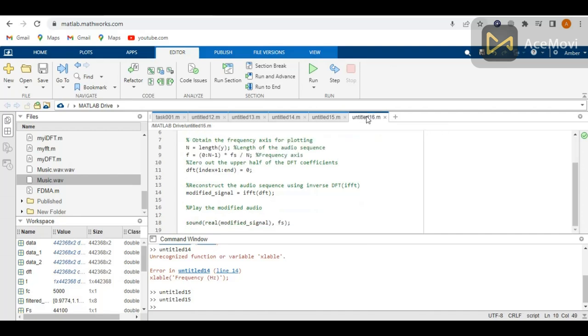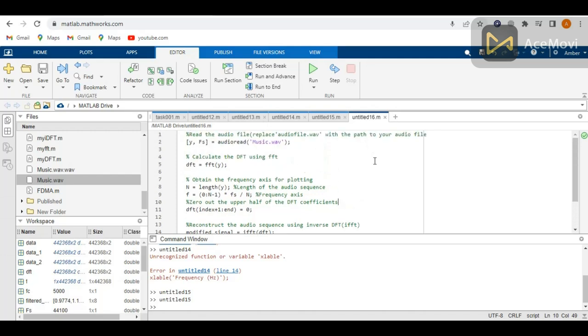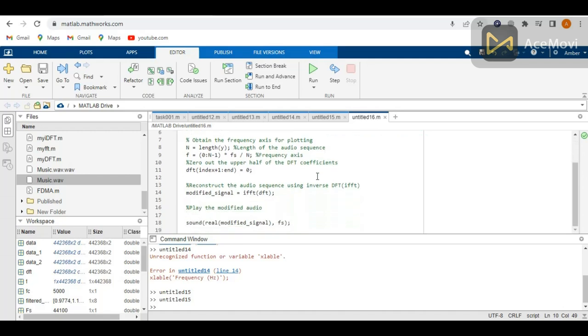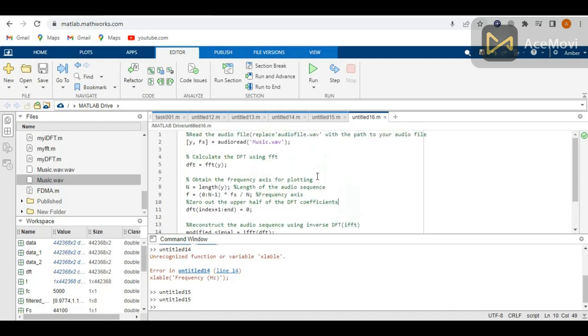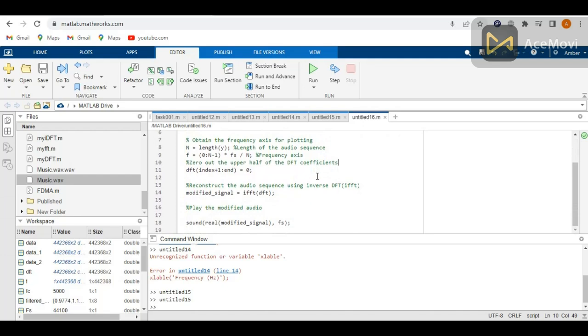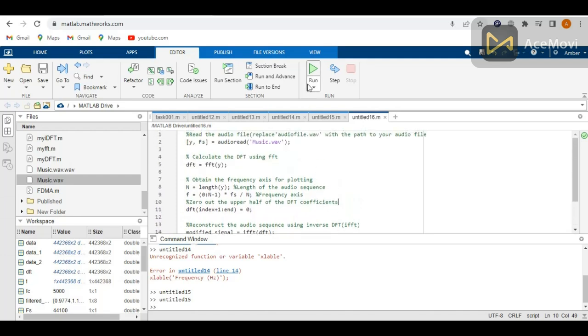So we will move towards the next one, which is removing the lower half of the frequencies. If we remove the upper half of the frequencies, the music will play very slow. But if we remove the lower half of the frequencies, first we set the frequency components below fs divided by 4 to zero, and then take the inverse Fourier transform, and then we play the music. So when I run this code we get another type of sound.